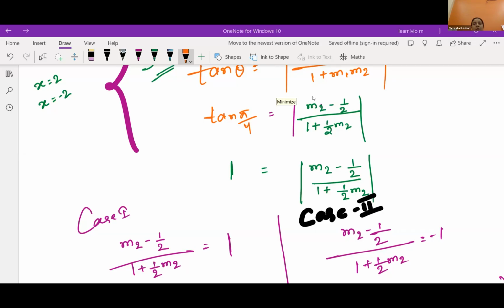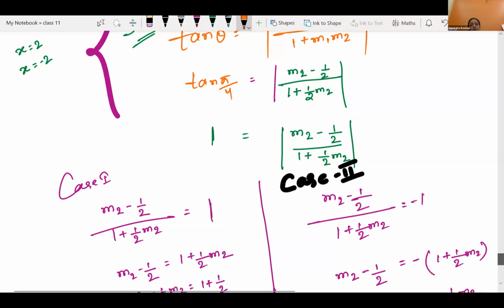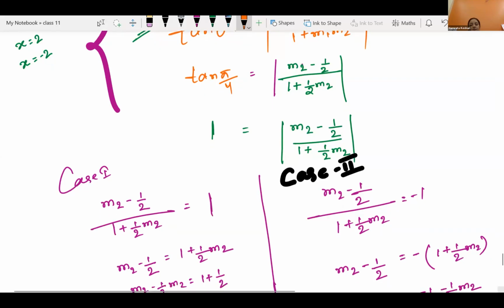Manvi, Neha, Mariam, are you able to solve it for M2? Are you getting the first answer as 3? Mariam, are you getting the first answer as 3? Okay, is it clear? Please find the other M2. So according to case 2, we have to solve it and find M2.